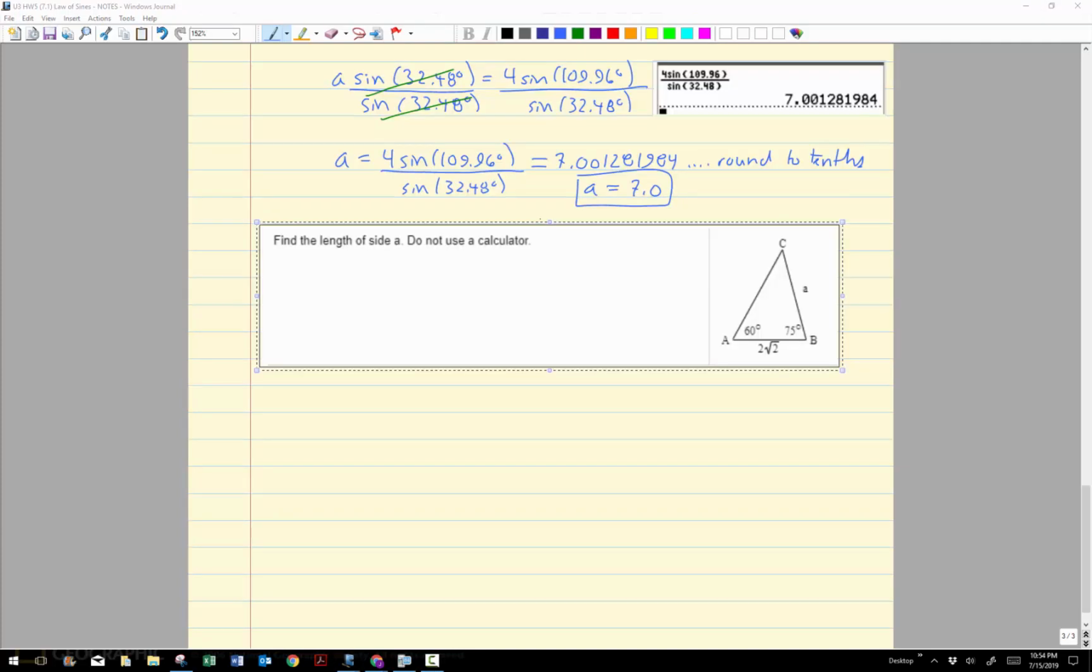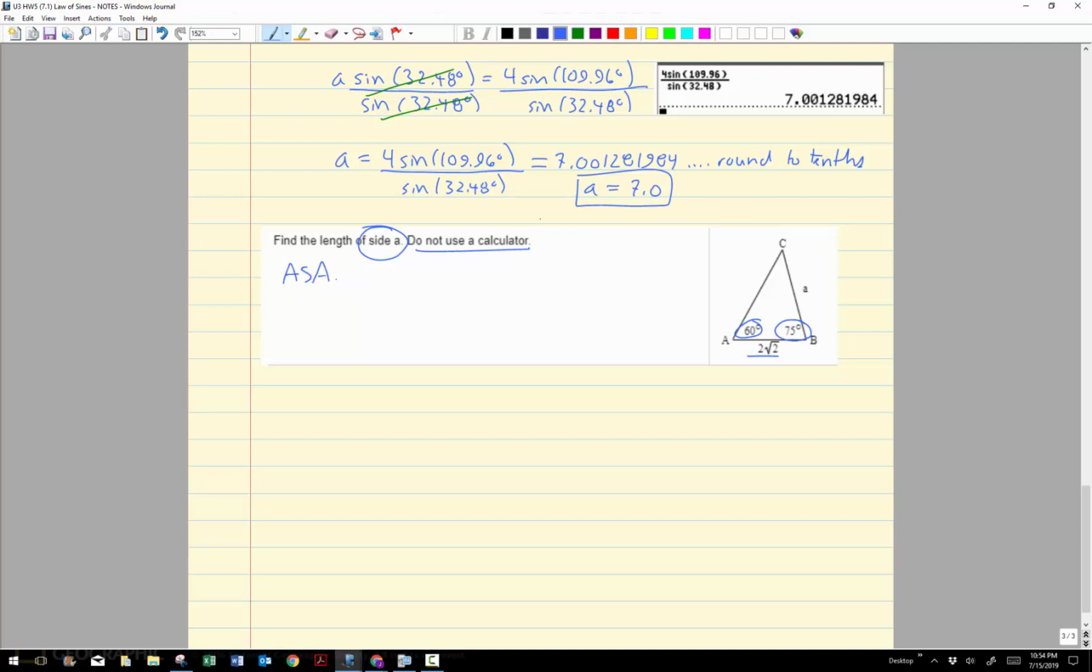So for this next problem, it says find the length of side A. So they're not asking us to find everything, they just want us to find side A. And it says do not use a calculator. So that means that we should be able to find this using exact angles. Now this situation shows me an angle, a side, and an angle, which is a law of sines situation. And we only know law of sines right now. But pretty soon the law of sines and cosines will be mixed together, so it will be important to be able to distinguish these.